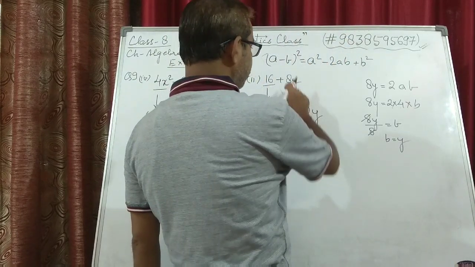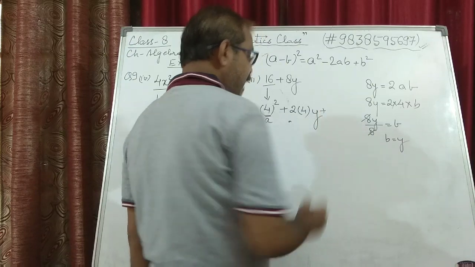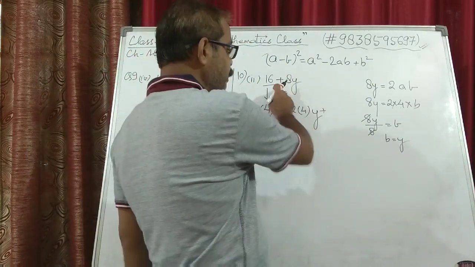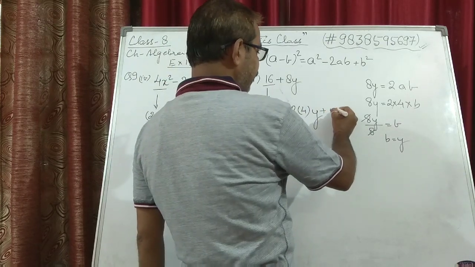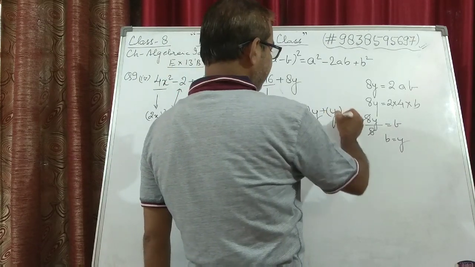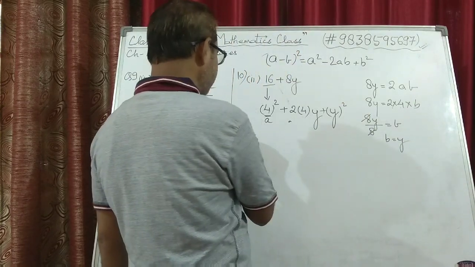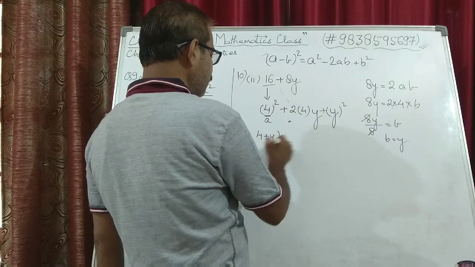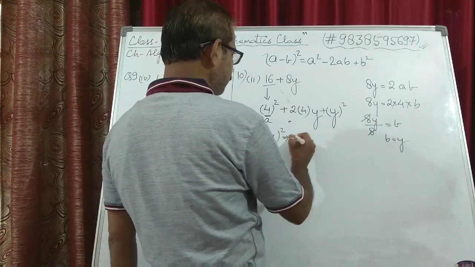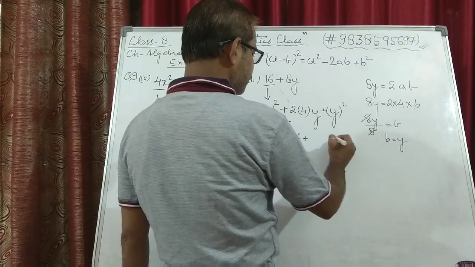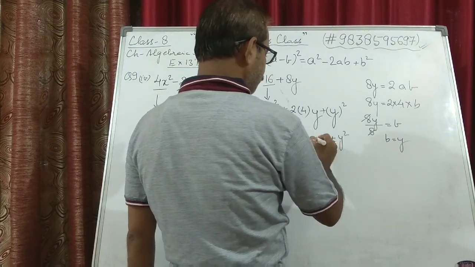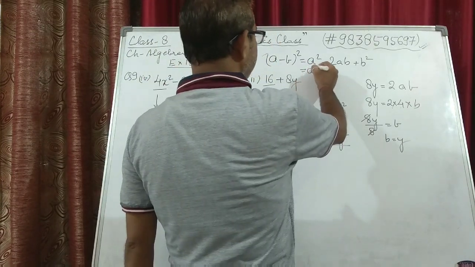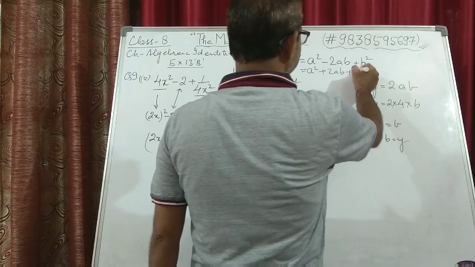So what we'll do, because it was 8y, it means if we add the square of b, that is y square, this will become a perfect square. So what we are doing is writing y and adding its square. Now this will become a plus b whole square, because when you open it you will get 16 plus y square plus 2 into 4 into y, that is 8y, and this is in the form of a square plus 2ab plus b square.